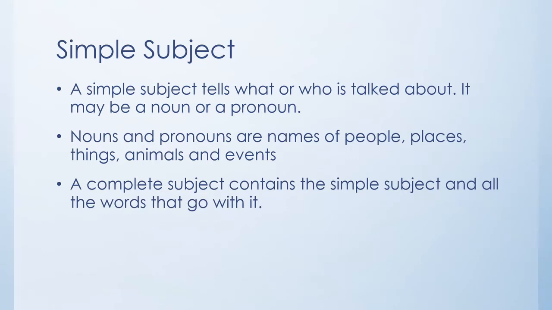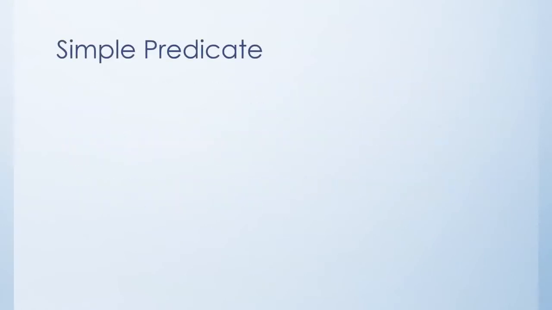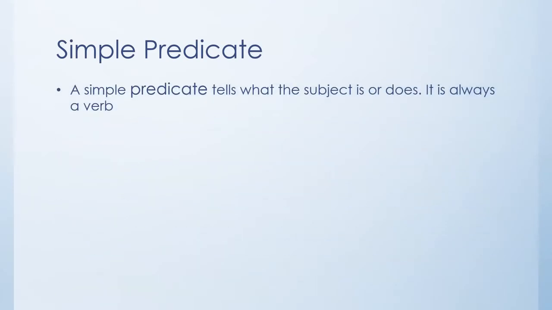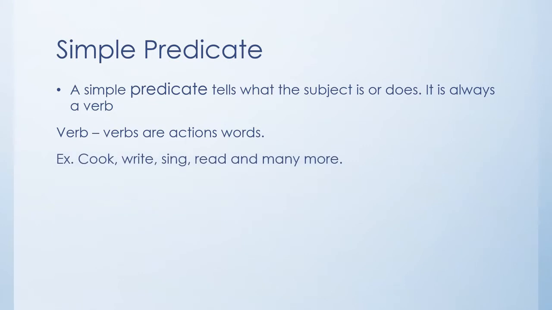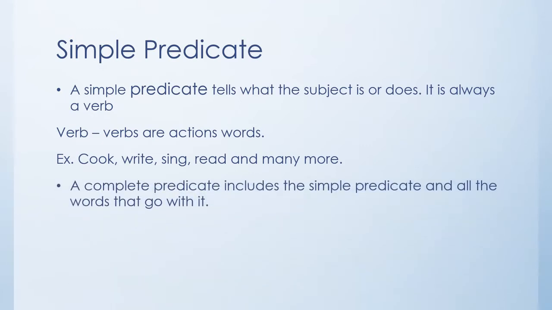A complete subject contains the simple subject and all the words that go with it. Another is the simple predicate. A simple predicate tells what the subject is or does. It is always a verb. Verbs are action words. Example, we have cook, write, sing, read, and many more. Complete predicate includes the simple predicate and all the words that go with it.